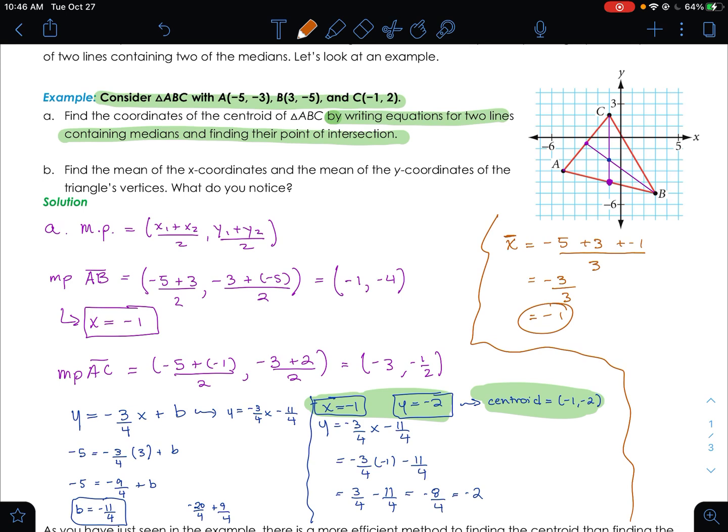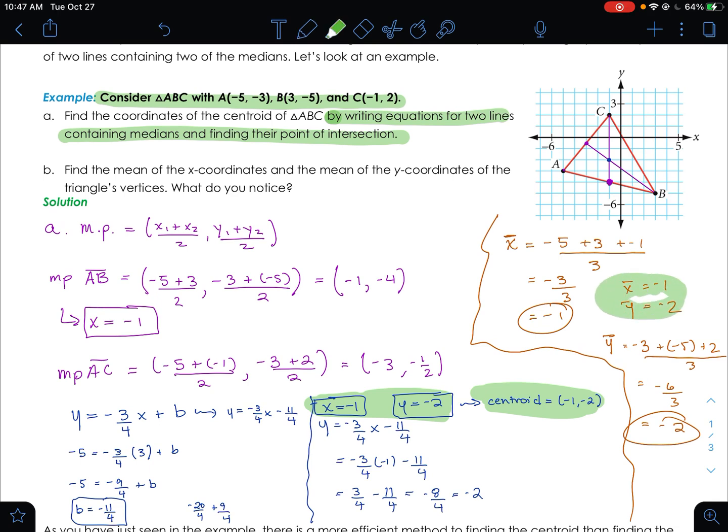Then, if we do the same thing with our y-coordinates, we have negative 3 plus negative 5 plus 2, which gives us negative 6, and we have to divide that by 3 to find our average. So we get negative 6 divided by 3, which is equal to negative 2. So look at that. The average of our x values was negative 1. The average of our y values was negative 2.